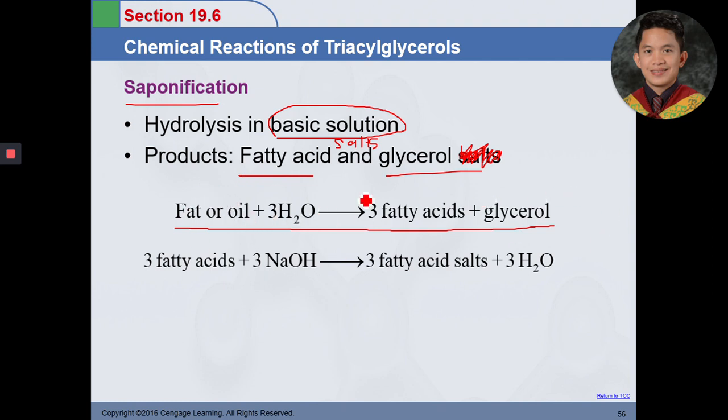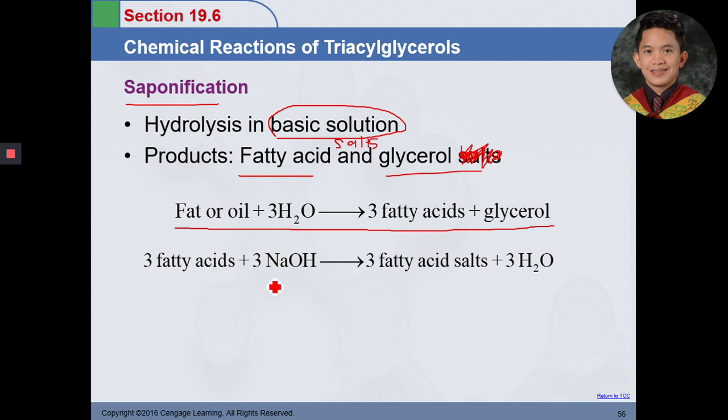Whereas if you are to add basic solutions, like for example this one right here, the NaOH, to the fats or oils, that would result in the formation of three fatty acid salts. So that would be the difference of saponification to that of hydrolysis.